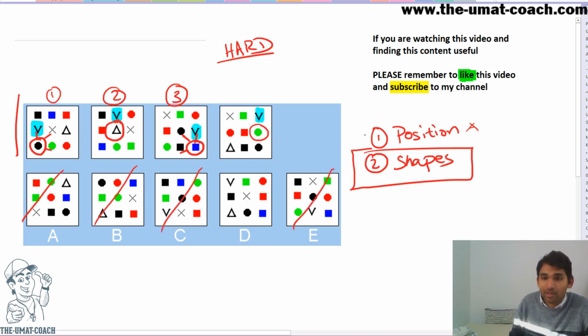Based on that, without even considering the positions and the arrangement of these, we can say that the answer is going to be D.